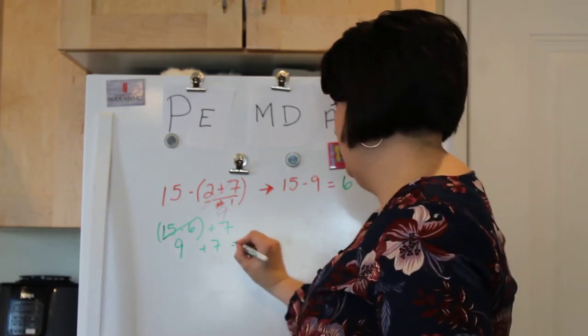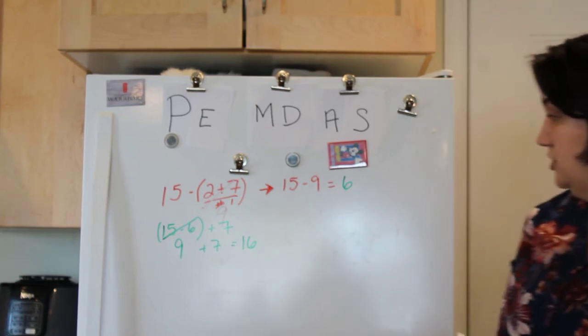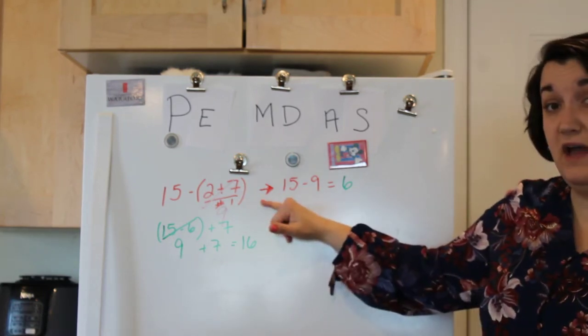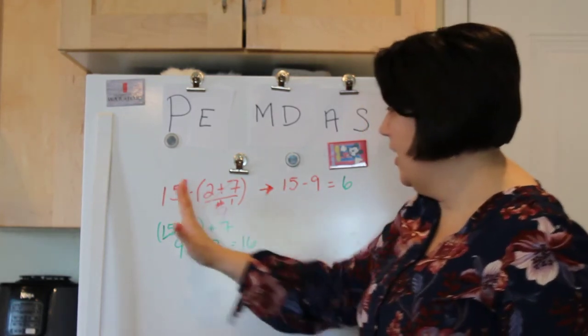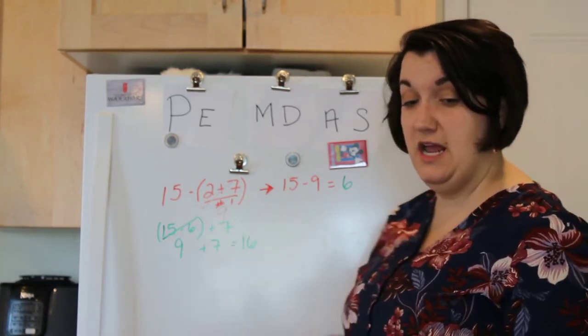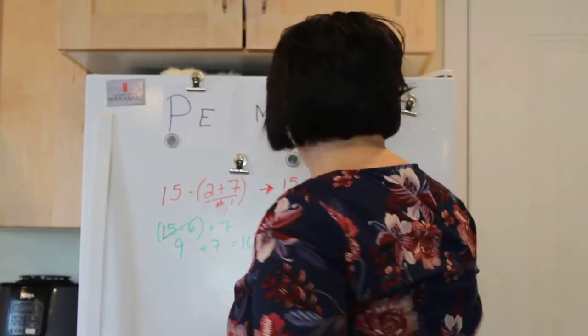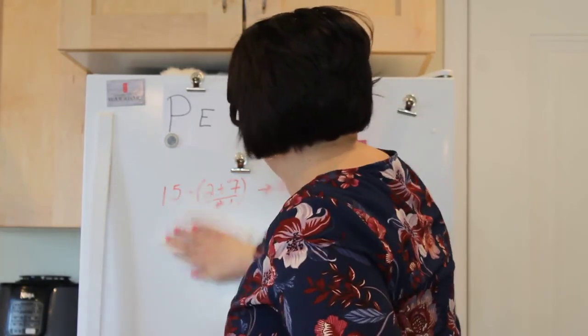16. 16, exactly. So do you guys see how this equation, even though we have the same numbers, it all depends upon where our parentheses is. So those were some addition and some subtraction problems. So let's go ahead and solve another one.